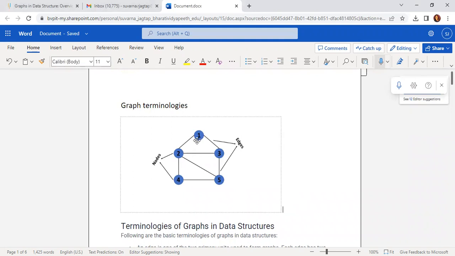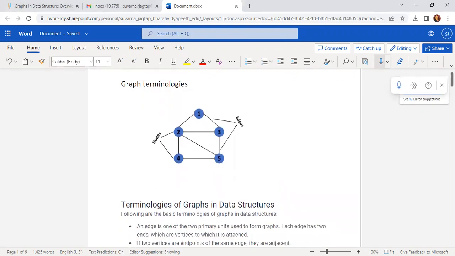In the last lecture, we discussed what a graph is, and we have seen certain graph types. Today, we are going to learn various graph terminologies. Now, let's go through these graph terminologies one by one.